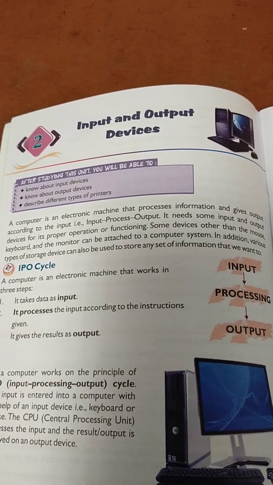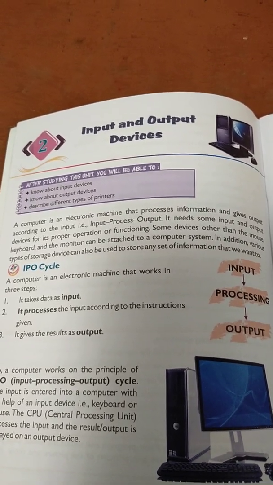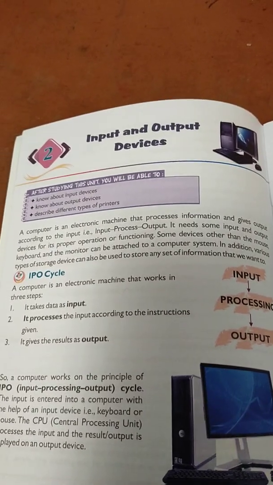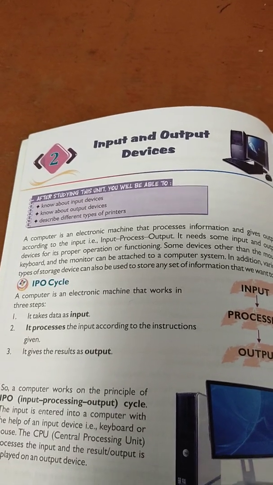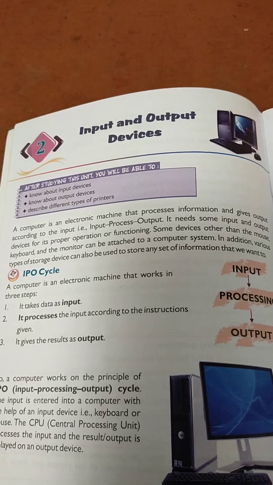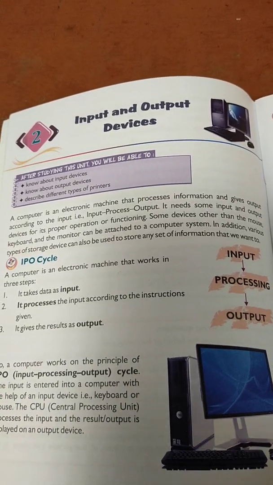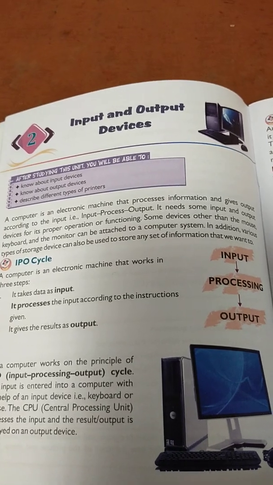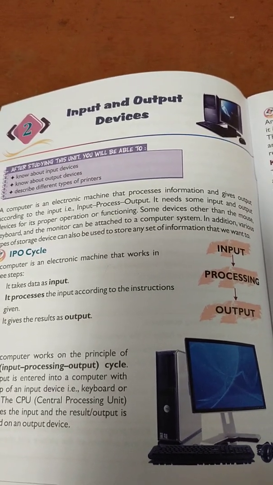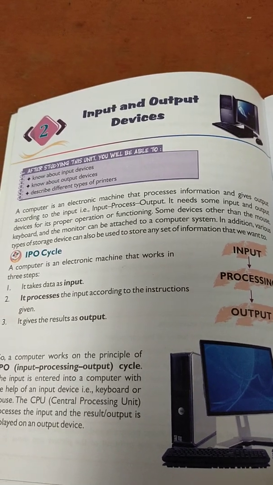Devices like the keyboard, mouse, and mic are the input devices, and the monitor and printer are the output devices. They give the result to you, so they are the output devices. And the processing device is nothing but the CPU. The CPU is the processing device.